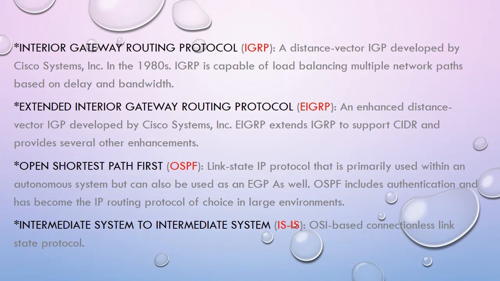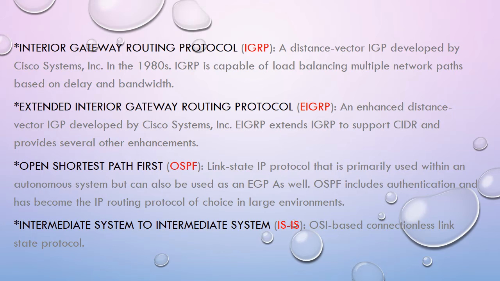Interior Gateway Routing Protocol, or IGRP, a distance vector IGP developed by Cisco Systems, Inc. in the 1980s. IGRP is capable of load balancing multiple network paths based on delay and bandwidth. Enhanced Interior Gateway Routing Protocol, or EIGRP, an enhanced distance vector interior gateway protocol developed by Cisco Systems, Inc. EIGRP extends IGRP to support CIDR and provides several other enhancements.